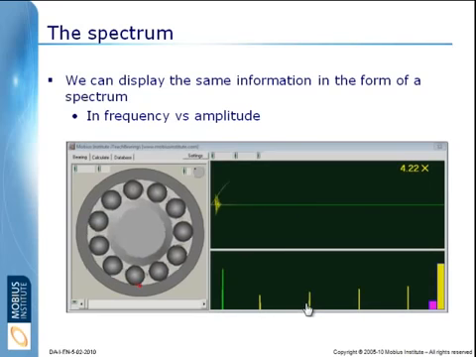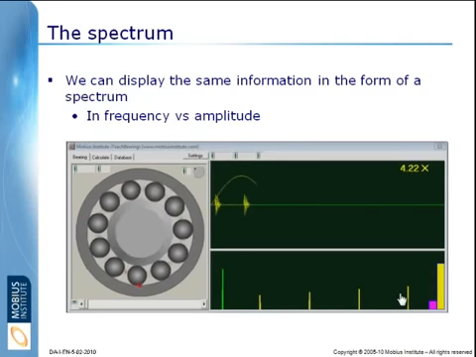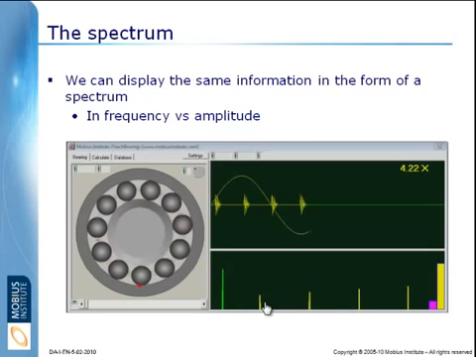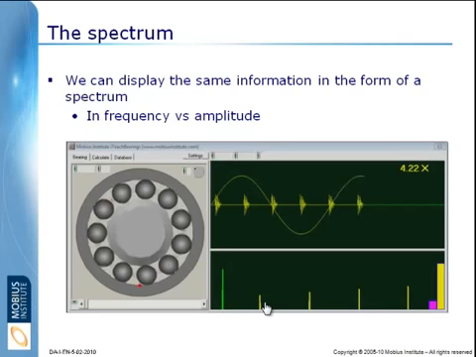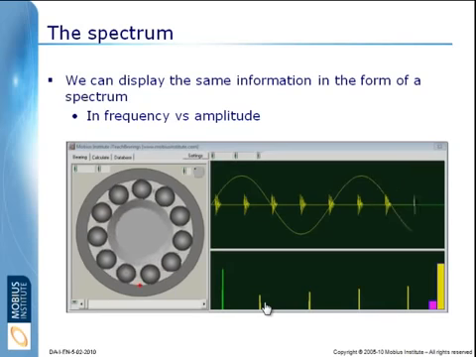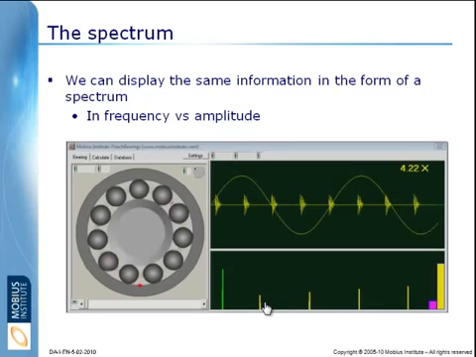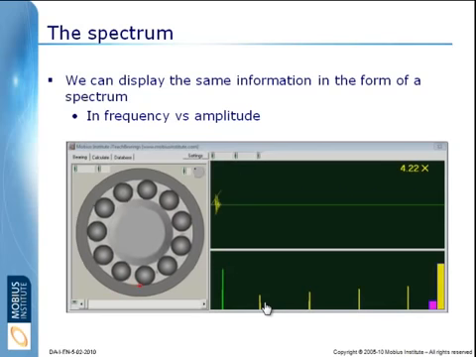These other yellow peaks are called harmonics. They are multiples of this first one, and they come out of this process of converting from a time waveform to a spectrum. But all of these yellow peaks are related to the rate at which that outer race defect is getting struck by the balls.